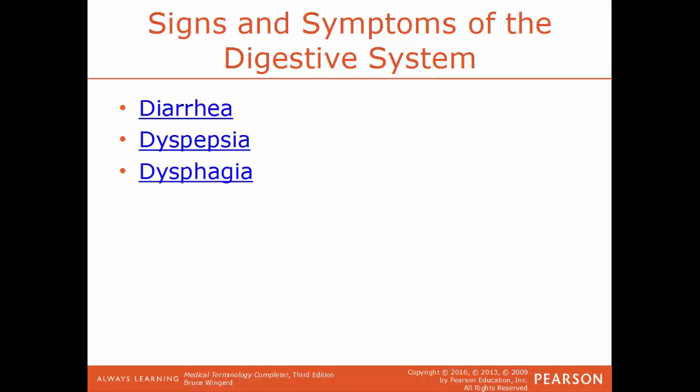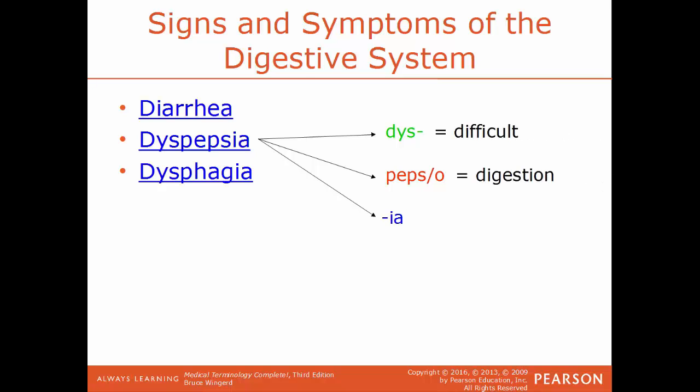Dyspepsia, if we were to break that term down. Okay, dys means difficult or painful. Pepso means digestion. And ia means a condition. So dyspepsia is having indigestion. And the last term here, dysphagia, is having a difficulty in swallowing or a painful swallowing.